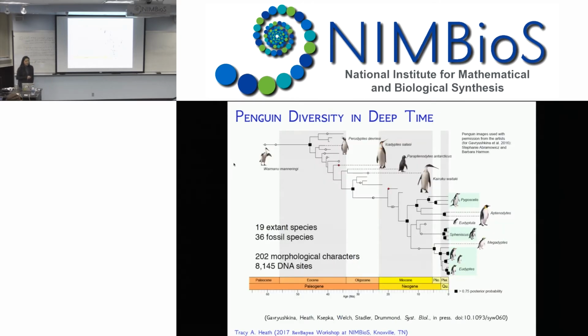And so what we did is we did this joint estimation of the phylogeny with the fossils, and so we had all 19 living species and 36 of these fossil species. Then we had 202 morphological characters and over 8,000 DNA sites. And so this is work with Sasha Gavryushkina and several others, and we did all this work in BEAST. And so we co-estimated the phylogeny of this group with these data.